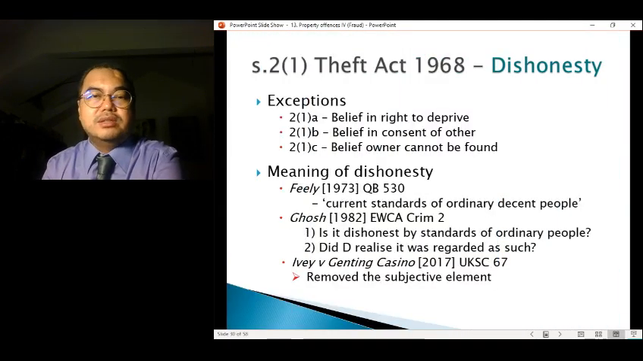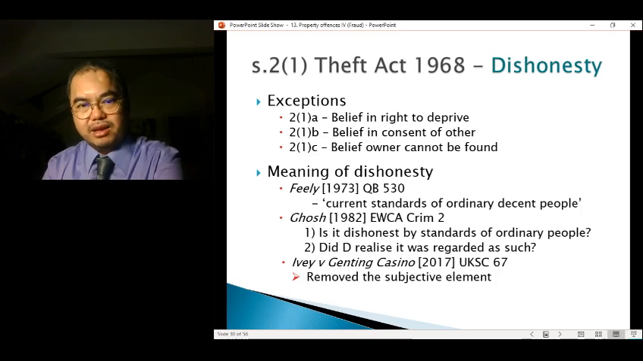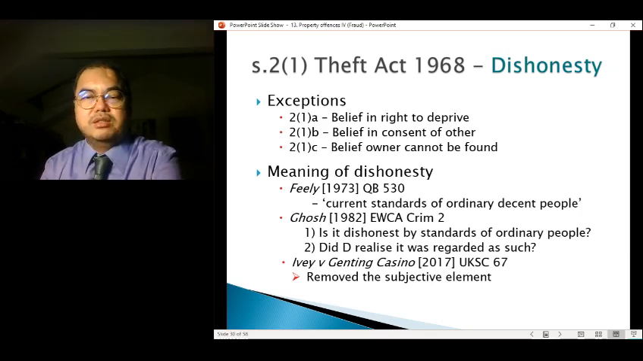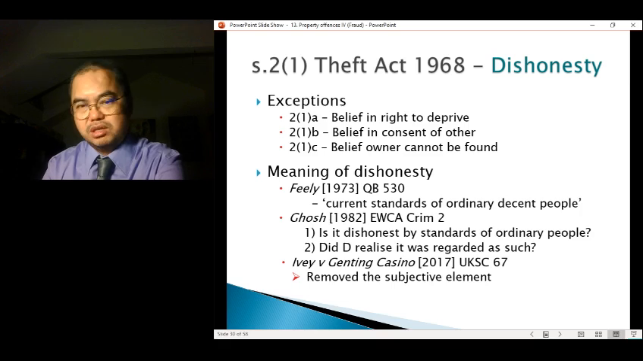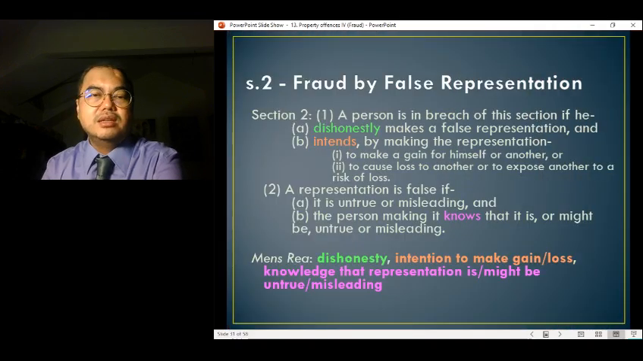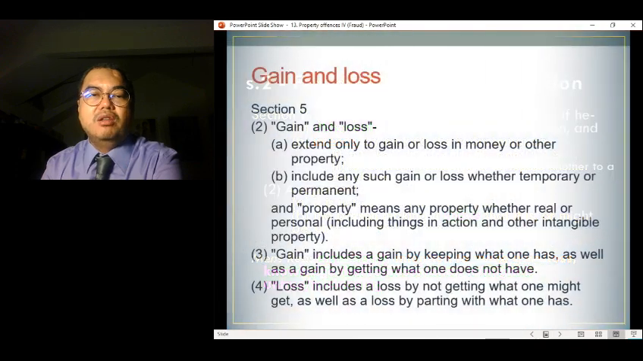Now, when we come to dishonesty, we go back to the Theft Act 1968. The exceptions are found in the Theft Act 1968, and if the exceptions do not apply, then we look at Ivey v Genting Casinos, where basically it's an objective test: is it considered to be dishonest by the standards of ordinary people or not? So that's dishonesty.